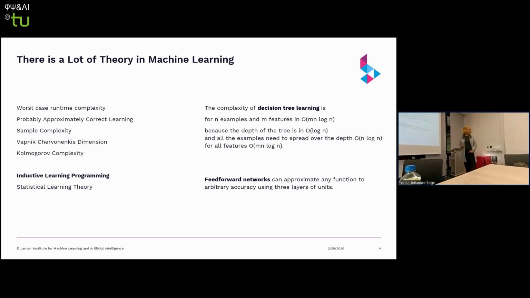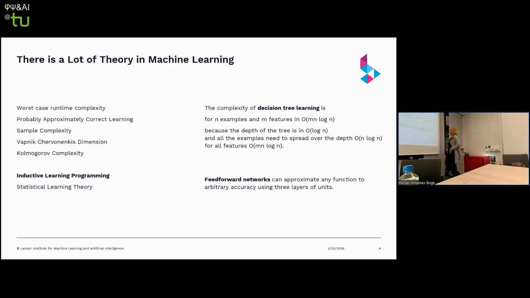Well, the complexity of decision tree learning, maybe that is the most well-known thing: for n examples and m features, we have the effort of m times n log n. Why is that? Because we have the depth of the tree, that is n, and then we have the features, that's m, and then we have to spread all the features over all the depth, and that gives us the complexity of the decision tree learning.